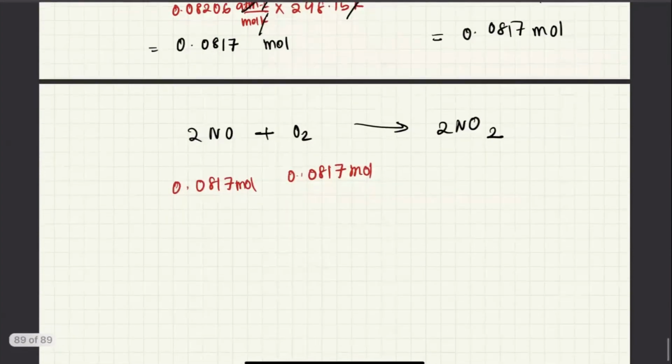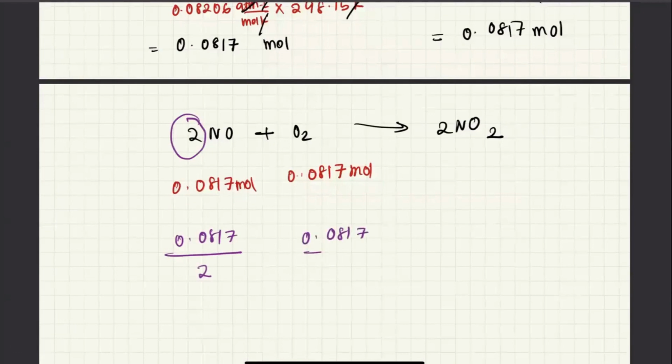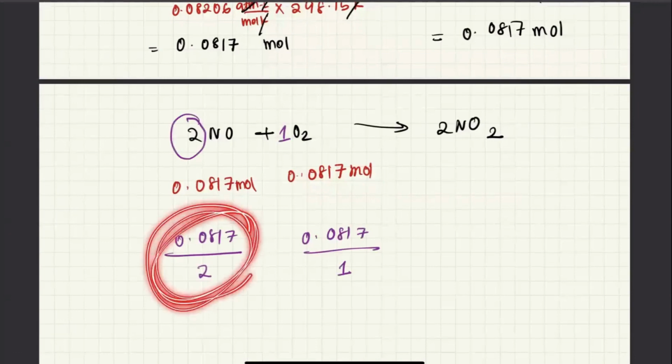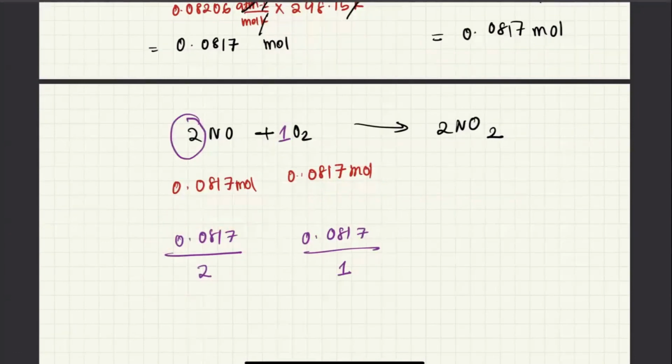And how do we figure out which is the limiting reagent? We divide by the coefficient. So here you have 2, so just divide it by 2. Okay? Or let's just write it down again. 0.0817 divided by 2. And for oxygen, you just divide by 1 because this is just 1, right? So the one that gives you the lesser number, which means what? This is going to give you the lesser value. So that's going to be your limiting reagent.